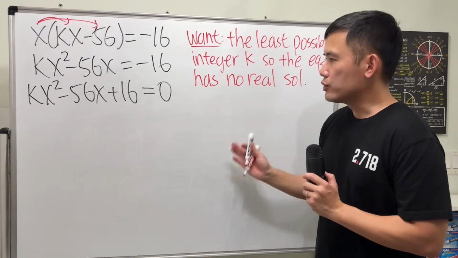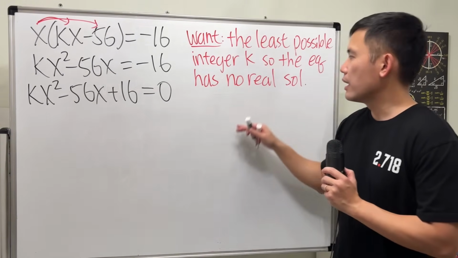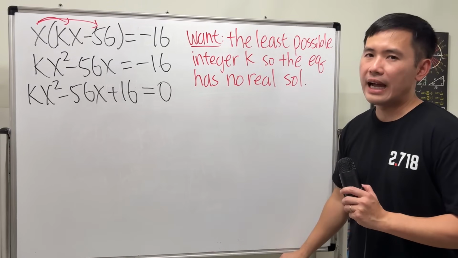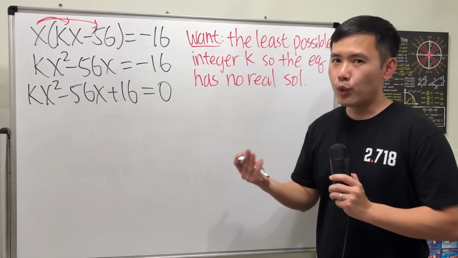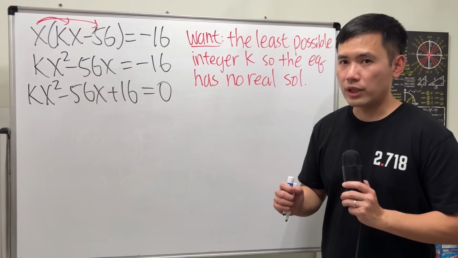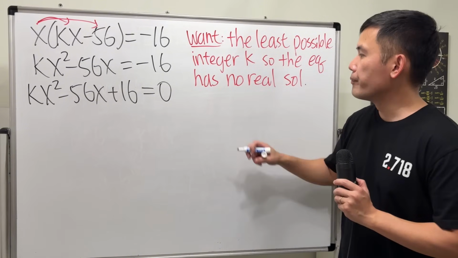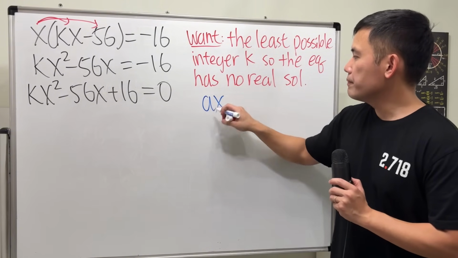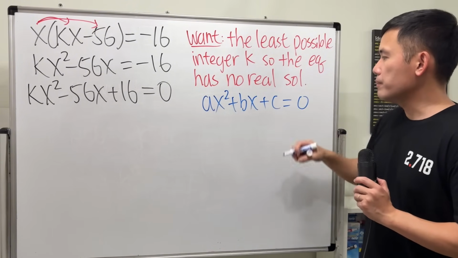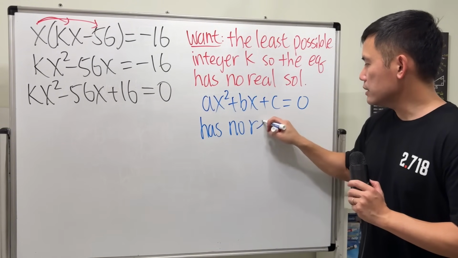Now, the question becomes, when do we have a quadratic equation that has no real solutions? How can we make that happen? Well, of course, we have the quadratic formula, but here's the main thing from the quadratic formula. It's inside of the square root. And let me remind you guys right here. When we have the equation ax squared plus bx plus c is equal to 0, this right here has no real solutions.